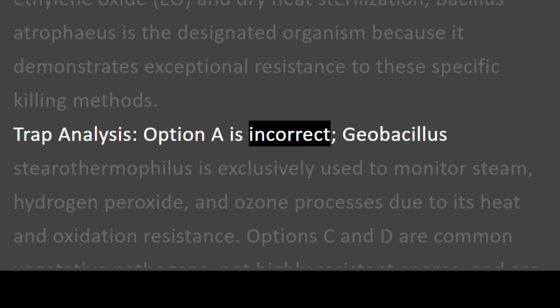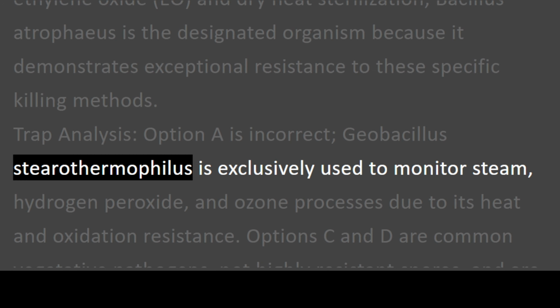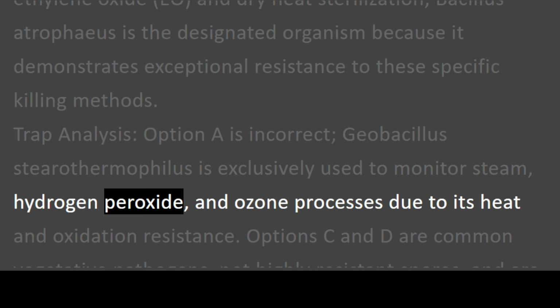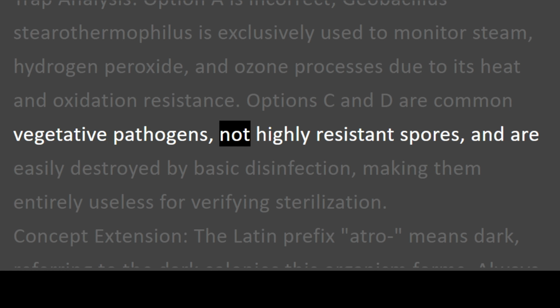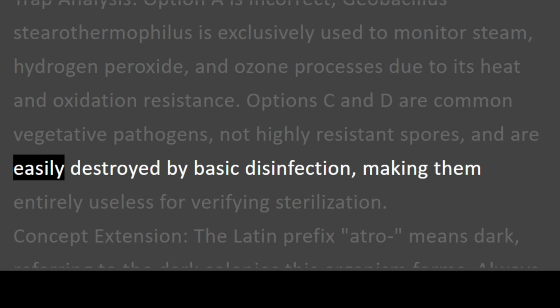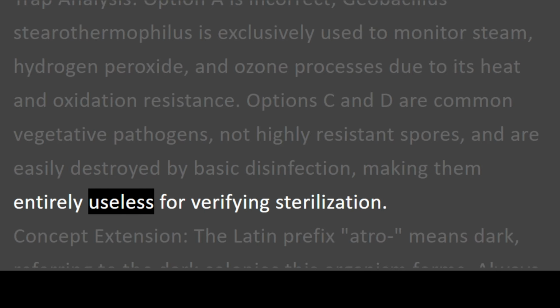Option A is incorrect. Geobacillus stearothermophilus is exclusively used to monitor steam, hydrogen peroxide, and ozone processes due to its heat and oxidation resistance. Options C and D are common vegetative pathogens, not highly resistant spores, and are easily destroyed by basic disinfection, making them entirely useless for verifying sterilization.